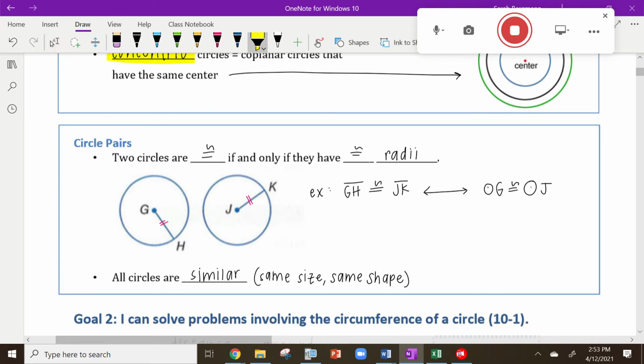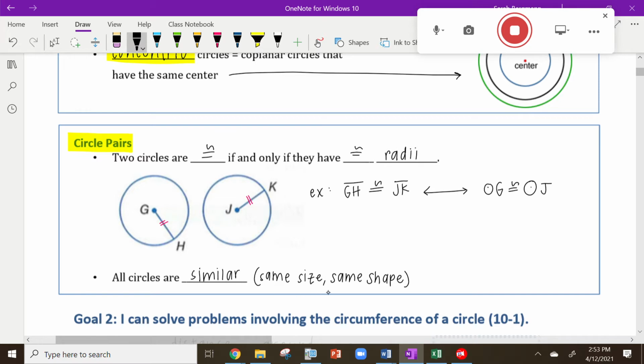Some things that you should know about circle pairs. Two circles are congruent if and only if they have congruent radii. So for example, if we know that segment GH is congruent to segment GK, we could conclude circle G is congruent to circle J. Or if we wanted, we could go the other way. If we know circle G is congruent to circle J, then we can conclude that they have congruent radii. Remember, congruent circles, they have to be the same size and the same shape.